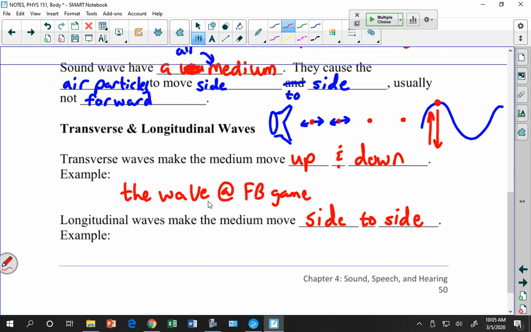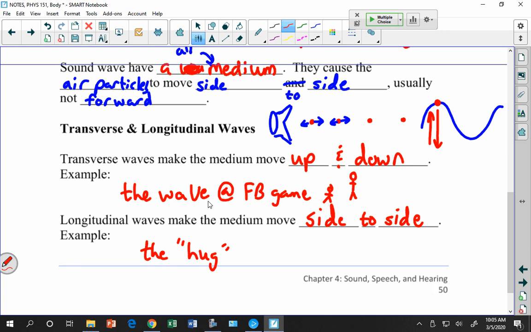Where the people move down, and then I'm trying to draw a picture of this. That just looks like a really tall and a short person. You get the idea, up and down. And then the longitudinal wave would be like the hug. Okay.